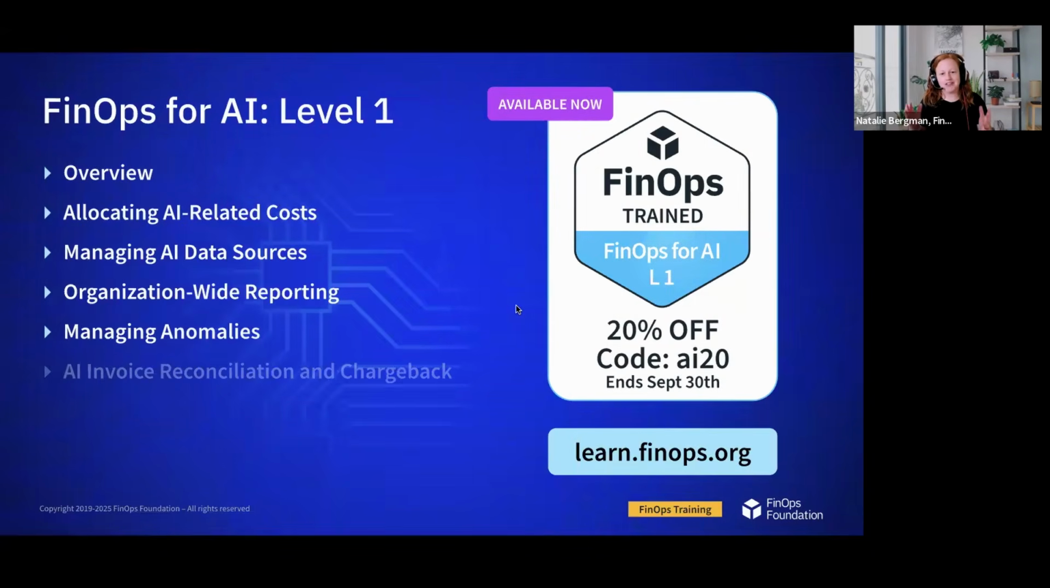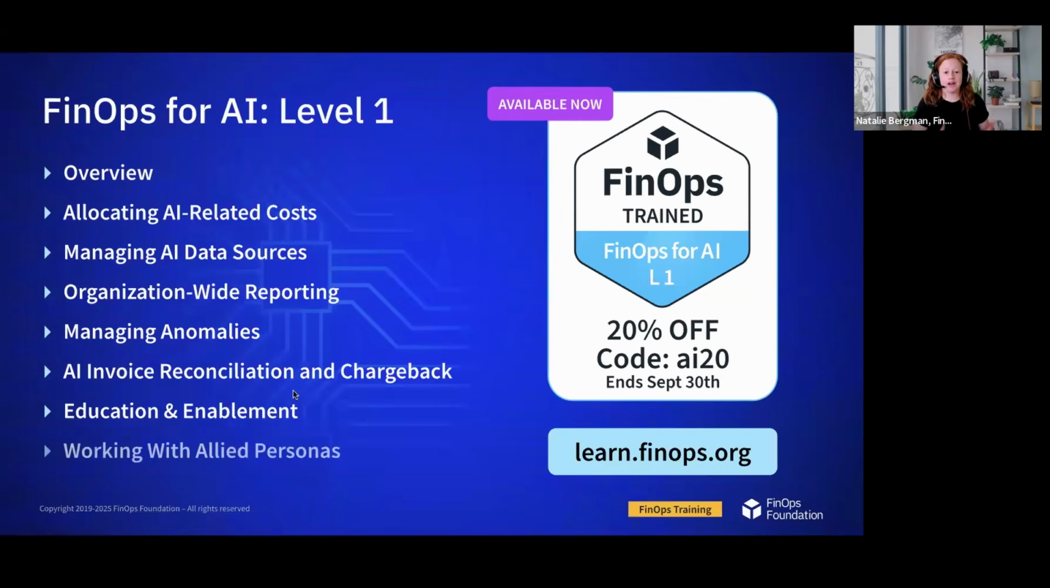You all already know the challenges with AI costs. Rob talked about it, Becky talked about it. They're unpredictable, hard to piece together, and often hidden in invoices from multiple vendors and different types of tech. FinOps for AI level 1 is built for exactly where we are right now. It's designed to help you untangle AI spend, bring clarity and accountability across the org, and do it without slowing down innovation. This level is all about moving from theory to practice.